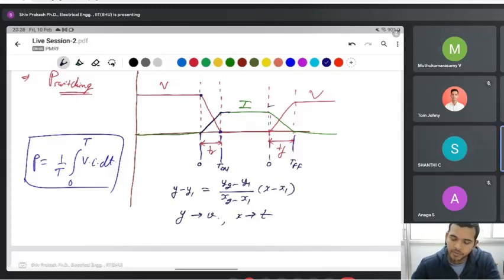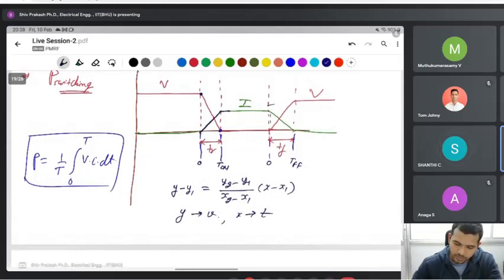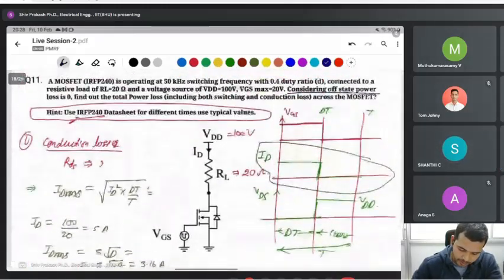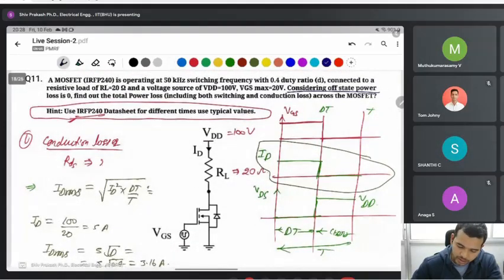Sir, here we have to take TR and TF from the datasheet. Yeah, for the IRF 240. Now we are given IRFP 240. Yeah, you can search the datasheet and find the TR and TF.